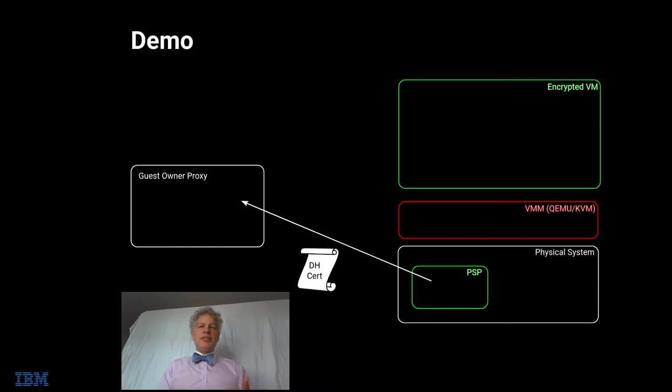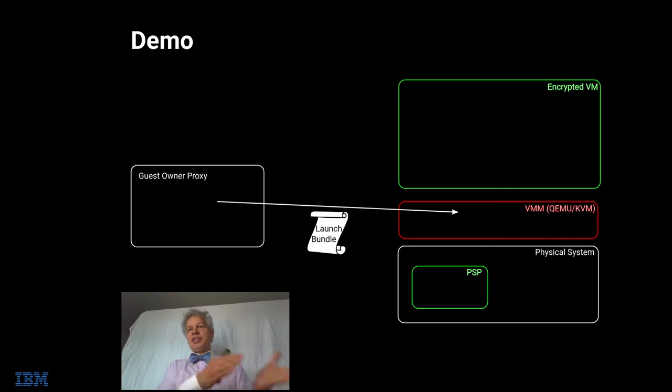And this Diffie-Hellman certificate can be verified with AMD to prove that you're actually talking to a genuine PSP. Once you have this Diffie-Hellman certificate, you can use the Diffie-Hellman key embedded in it to formulate a shared secret which will only be known to the guest owner proxy, you, and the PSP itself. So when you have this guest owner secret, you actually transfer it back to the untrusted virtual machine monitor as part of a launch bundle.